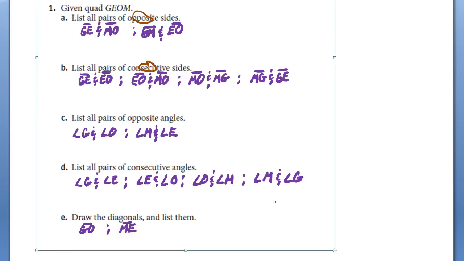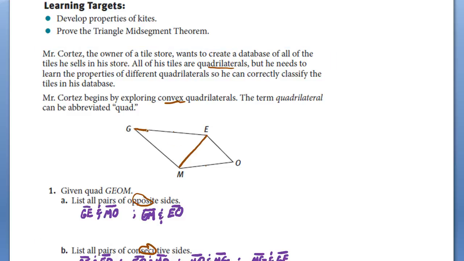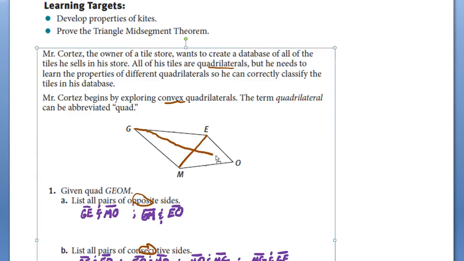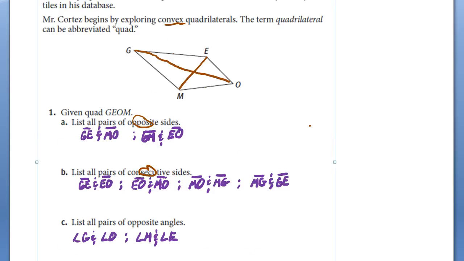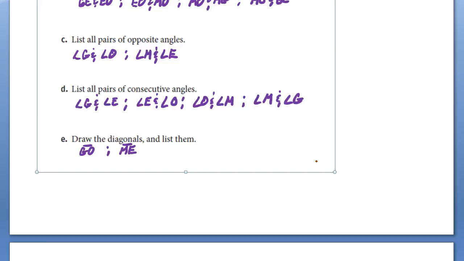Question E, draw the diagonals and list them. So diagonals are segments drawn from one opposite vertex to the other opposite vertex. So there is diagonal EM or ME, same thing. And here is diagonal GO. So drawing from opposite corners creates diagonals. We have ME and GO, and those are listed here.